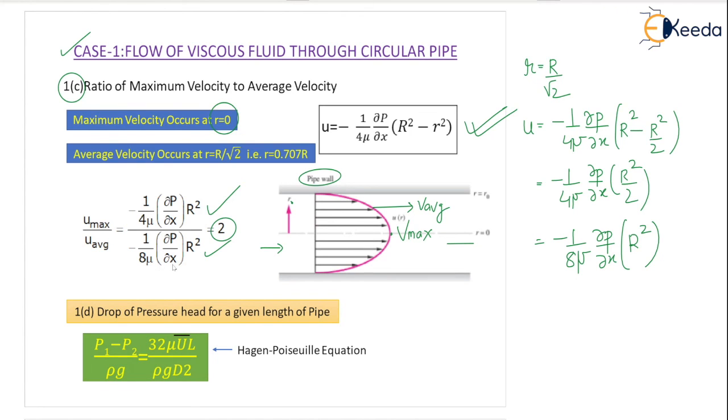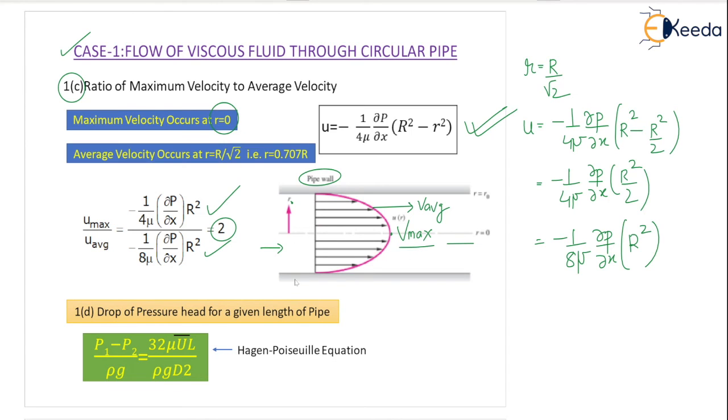Mostly the average velocity is less than the maximum velocity, but sometimes average velocity can be equal to maximum velocity also. Average velocity can never be greater than the maximum velocity. It can be either equal or less. So here definitely average velocity is less than the maximum velocity. So 2 times the average velocity equals the maximum velocity in the pipe, which is at the center.